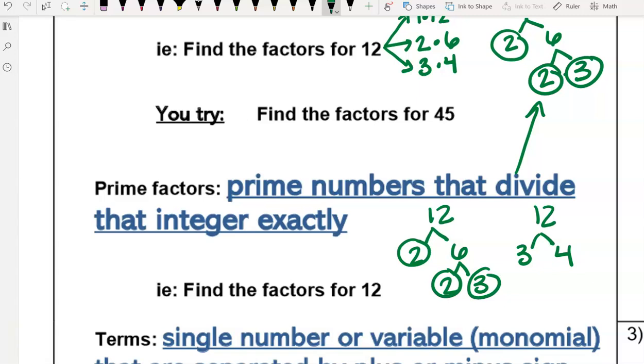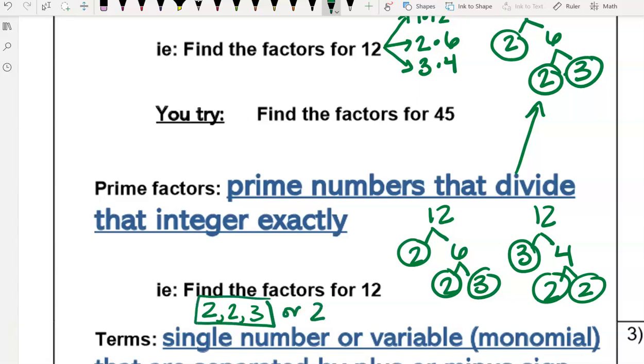Well, over here to the right, we can do 3 and 4. So 3 is a prime number, 4 isn't. So 4 is 2 times 2. So when we write our answer, we can write it from smallest to biggest. So 2, 2, and 3. That's one way to write it. Now, some students like to write this way, 2 times 2 times 3. That's also okay to do. Okay.